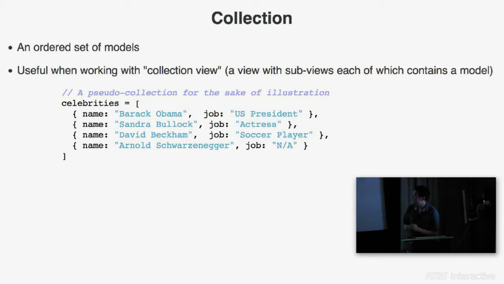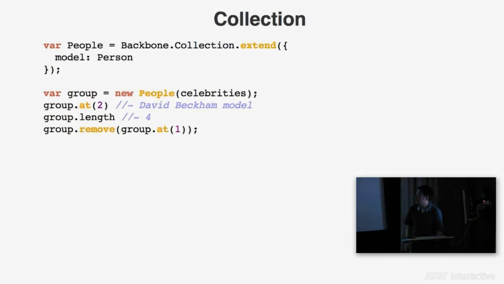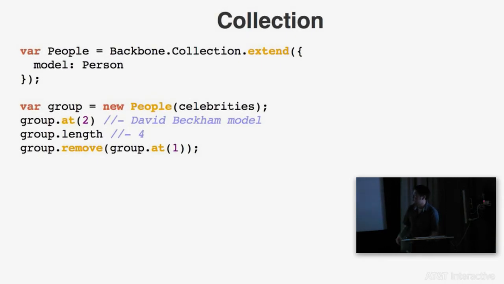Okay. So you can see, just like I had a person in the previous example, here we have a bunch of people, and we're going to put them in a collection. So this is a really bare bone collection. You just provide what model it comes with, and I called it people, and then I created an instance called group by passing it those celebrities. And then you get cool things like, what's the celebrity at index 2, and you get David Beckham, the model. So you don't just get the data, you actually get the model, and the model has all of its features available with it.